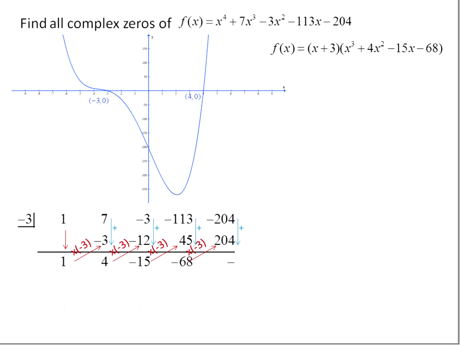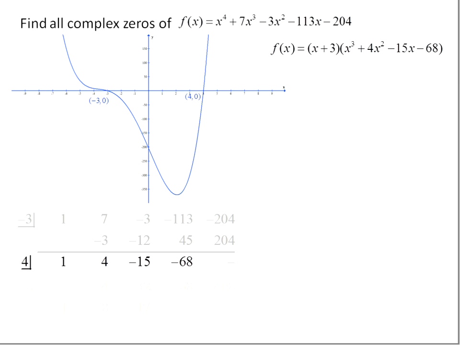And so we'll use the zero of 4 and go through the synthetic division process again. So we're going to take the coefficients again, 1, 4, negative 15, and negative 68, and our zero of 4. And as we go through the synthetic division, we drop down the 1. We multiply the 1 by 4 to get 4. Add that to the 4 that was already there to get 8. We multiply the 4 by 8 to get 32. Adding that to the negative 15 gives us 17. We multiply the 4 by 17 to get 68. And we add the negative 68 and 68 to get a remainder of 0.